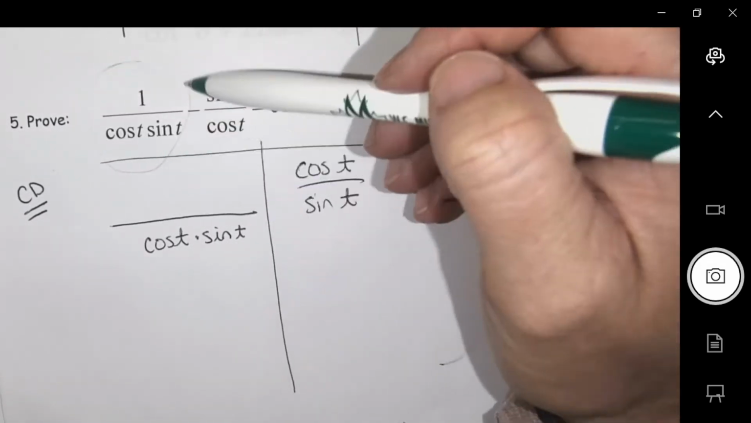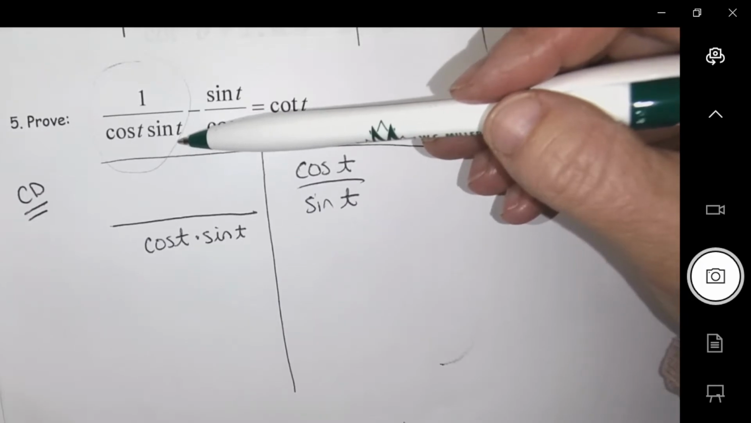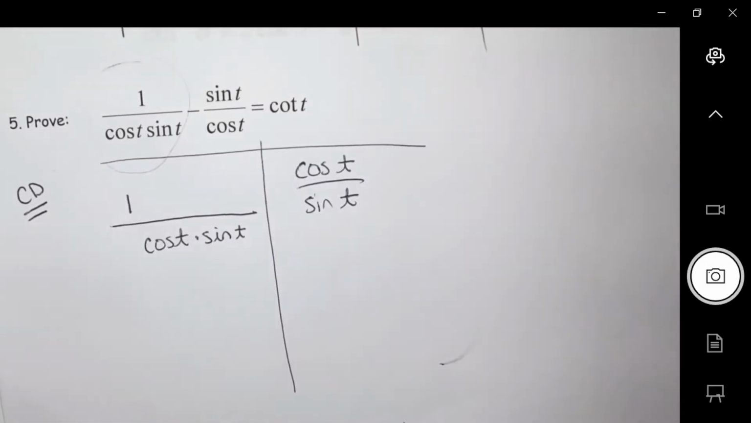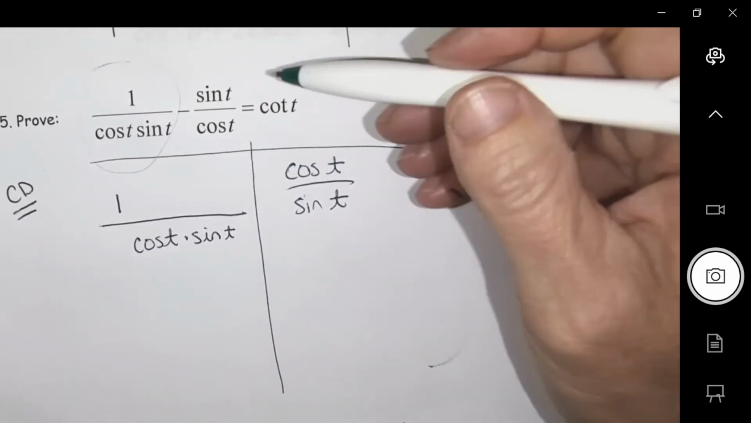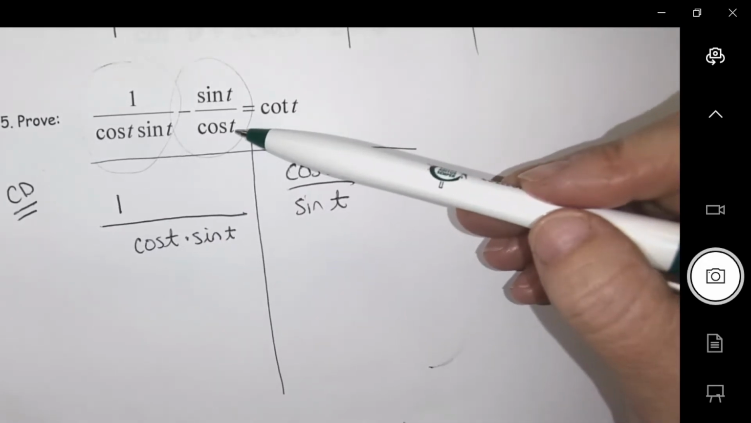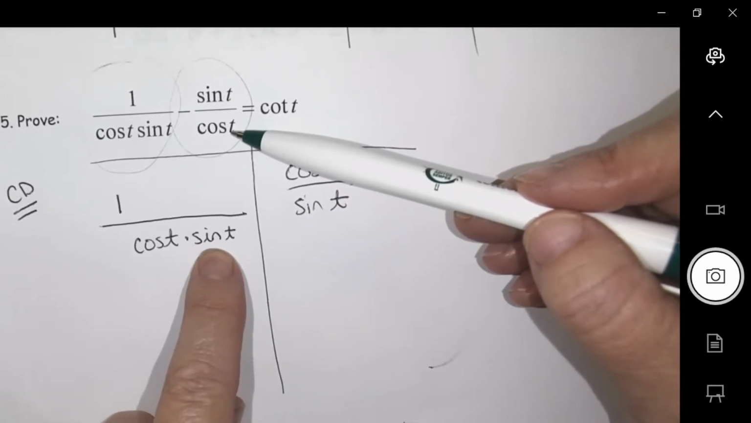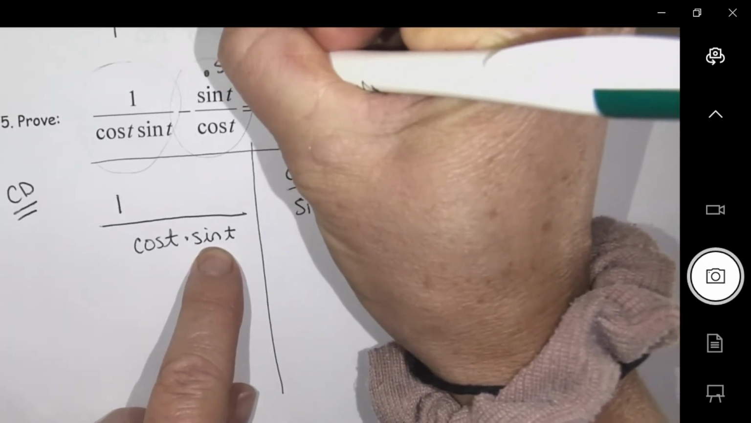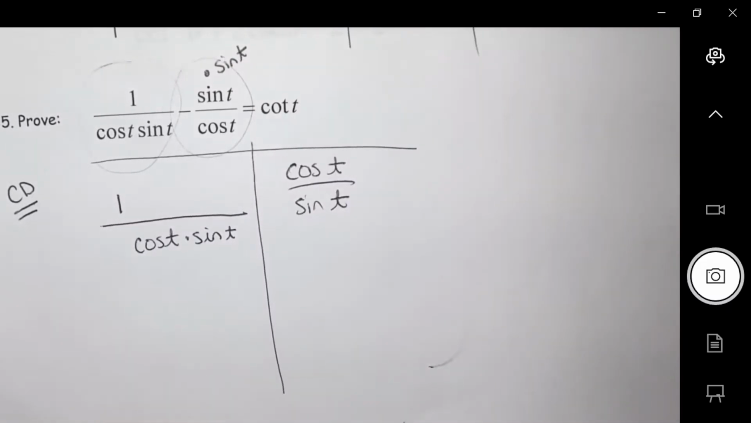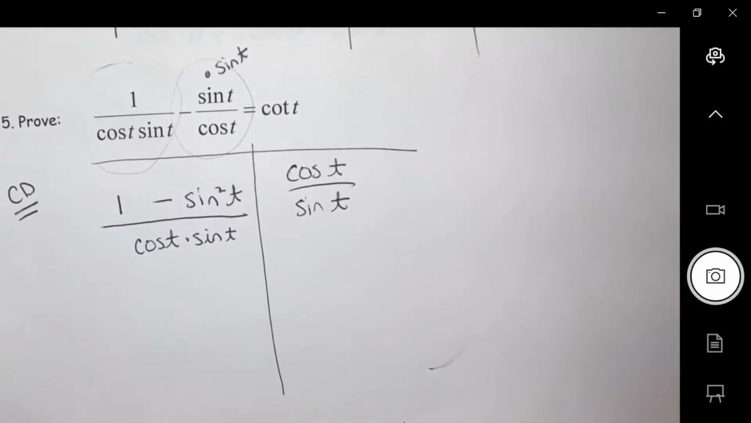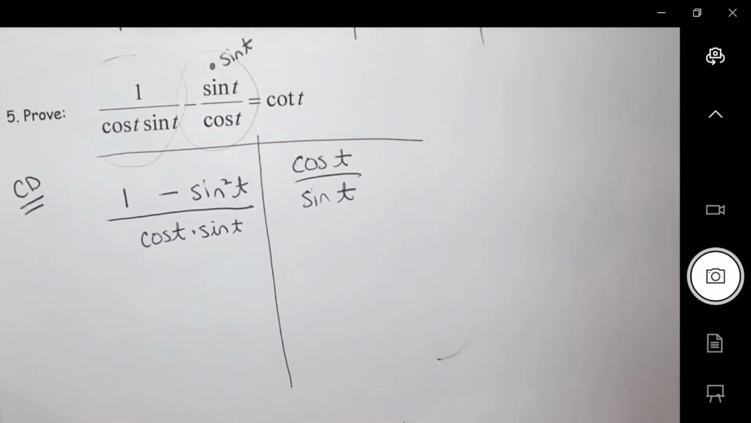Okay, looking at this first unit, did you do anything different to the bottom? No. So I don't do anything different to the 1. Looking at this second fraction, did you do anything different to the bottom? Yeah, it would have got timesed by sine t. So I'm also going to times the top by sine t, creating a sine squared. Okay, so there's a strategy, a common denominator to group fractions together.